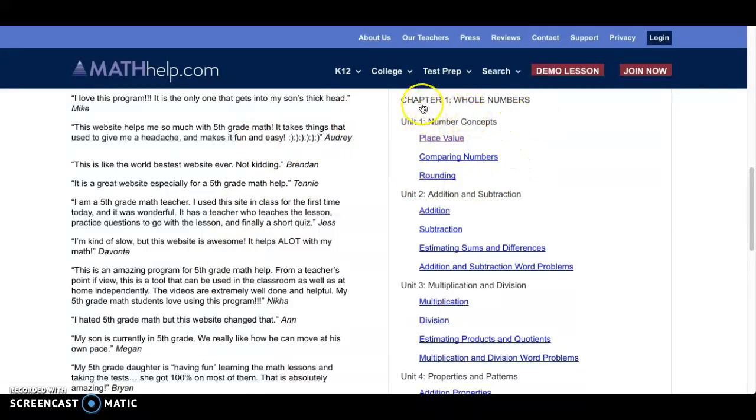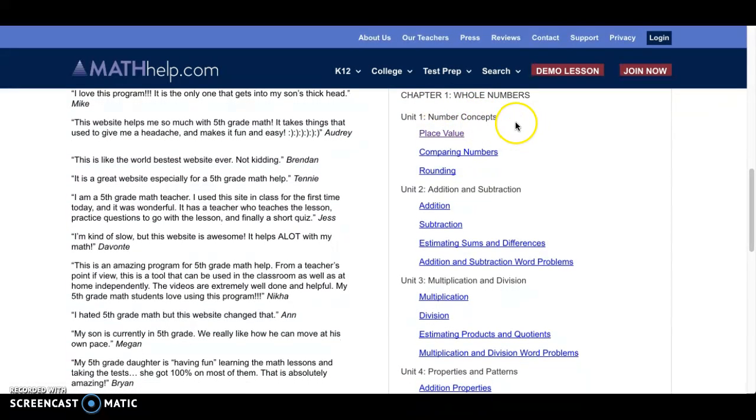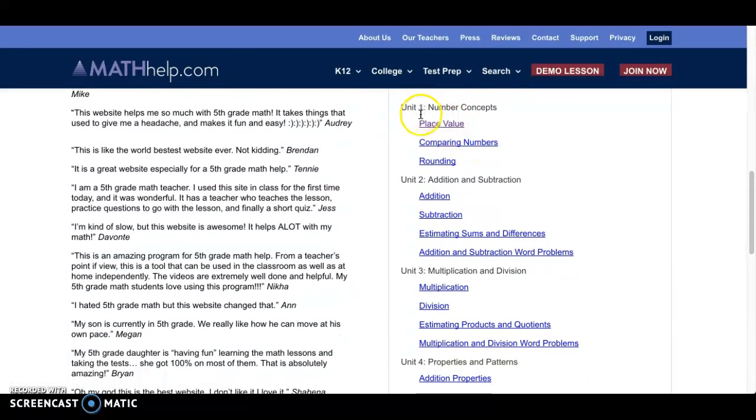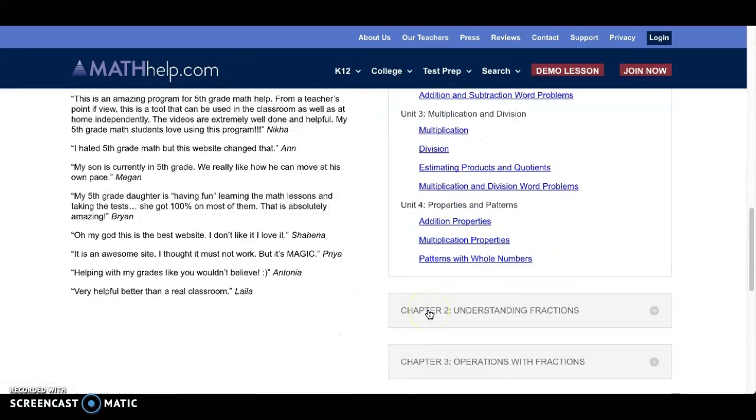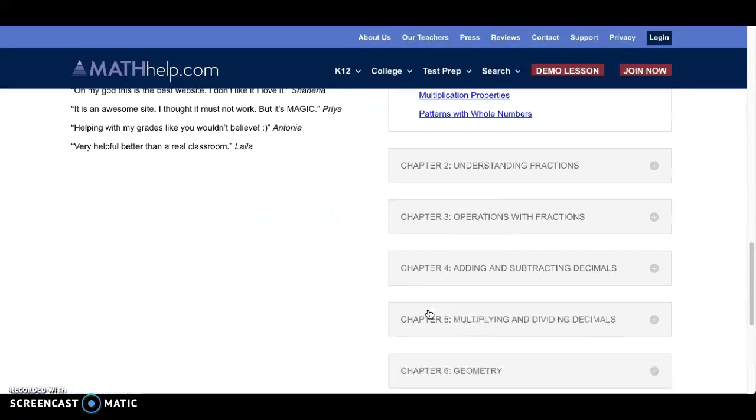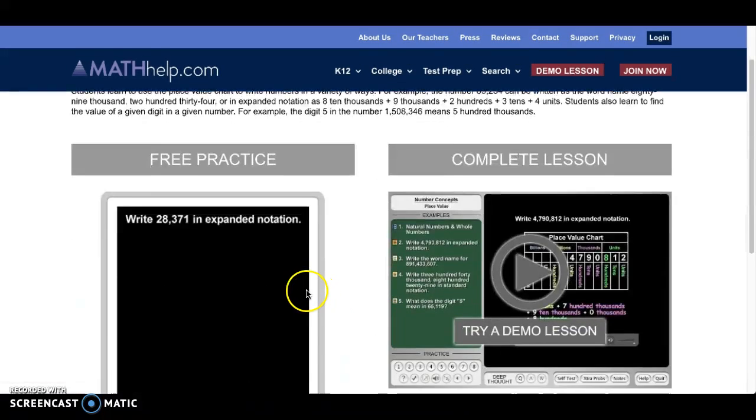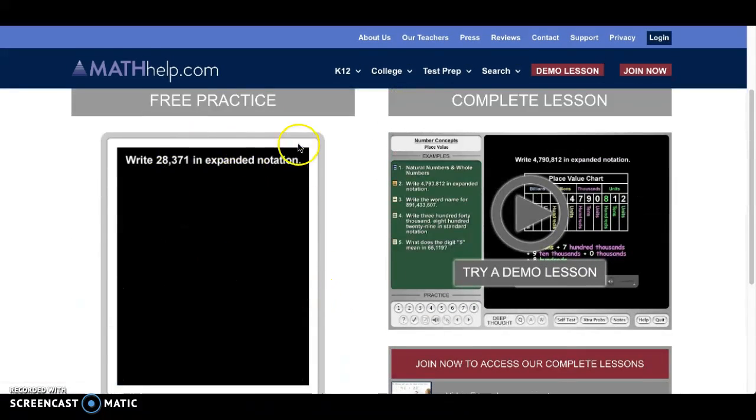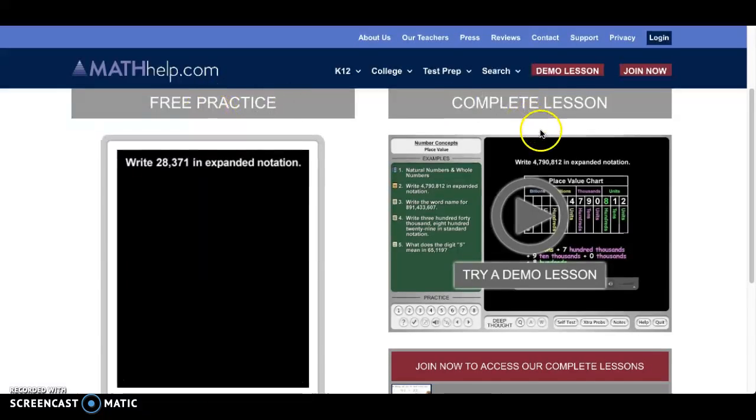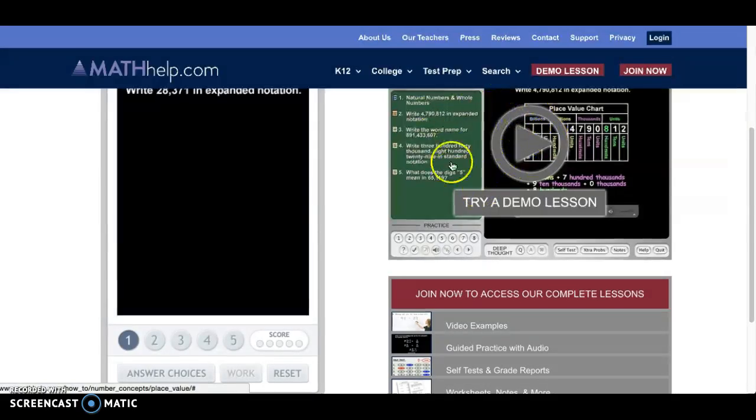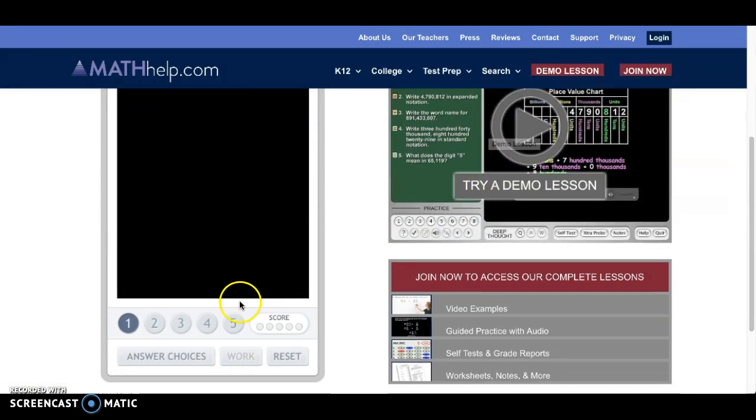So here on the right hand side you have chapter 1 whole numbers. This is kind of what we're going to be following in our class. And you'll see right here it gives you unit 1, unit 2, unit 3, unit 4. So it gives you all of these organized in a way that's easy to follow. So when I click on place value here, it's going to give me a free practice problem here, and then it's going to give you a complete lesson here, but this is actually not free. So you can actually click this to watch the lesson.